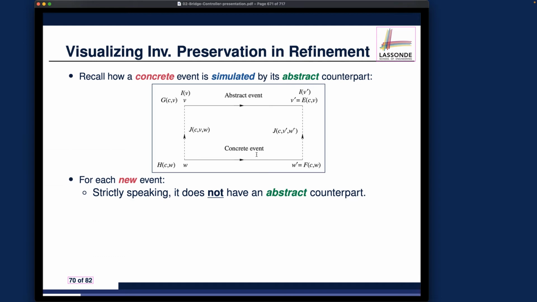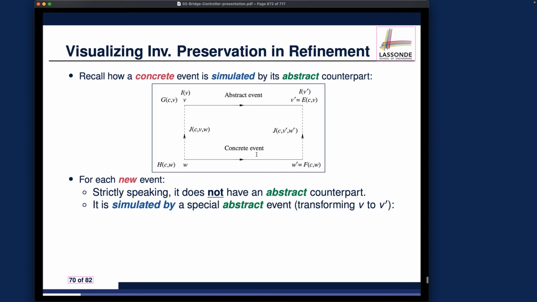Because in refinements, it's always natural for you to also introduce new stuff, like new events and new variables. So what should we do? Well, we're still going to reuse this fantastic diagram over here. We still want to prove that your concrete events that are newly introduced will still preserve the invariant. That's our goal. But how can we find that abstract counterpart that doesn't actually exist per se? How do we do that?